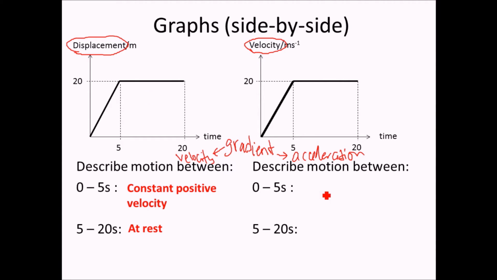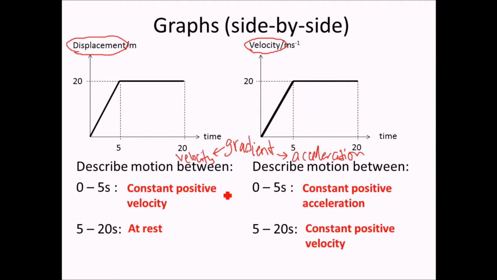Now for the second case, since it represents acceleration, this becomes constant positive acceleration, while for 5 to 20 seconds it will represent zero acceleration, but again we do not write zero acceleration, we write constant positive velocity. See the difference between the two? The answers are very different. Now using the same arrangement, let's look at another two questions.